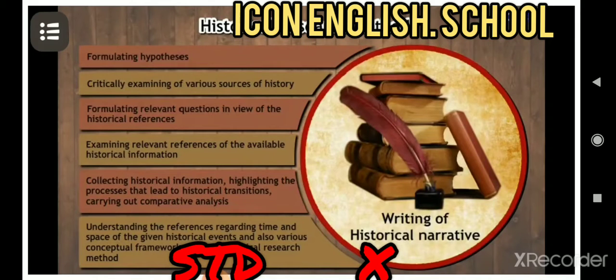Historical research method. Writing of historical narrative. Formulating hypothesis. Critically examining various sources of history. Formulating relevant questions in view of the historical references. Examining relevant references of the available historical information. Collecting historical information, highlighting the process that leads to historical transitions, carrying out comparative analysis. Understanding the references regarding time and space of the given historical events and also various conceptual frameworks used in historical research method.